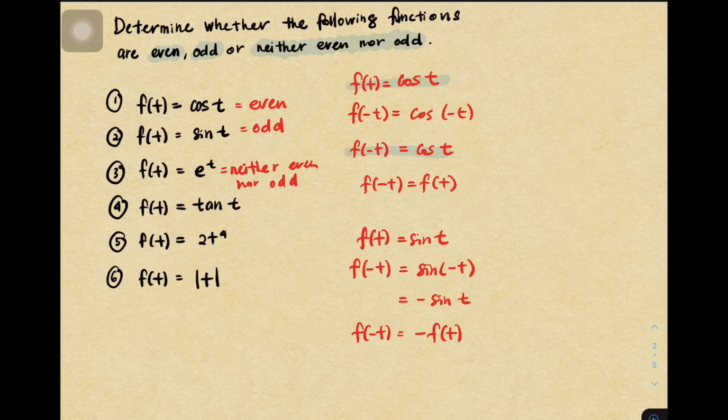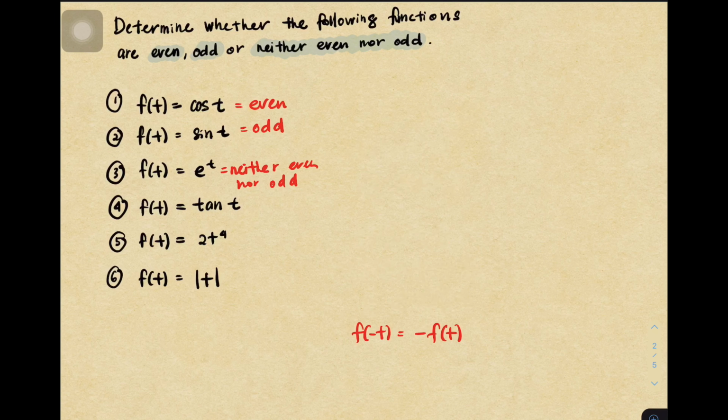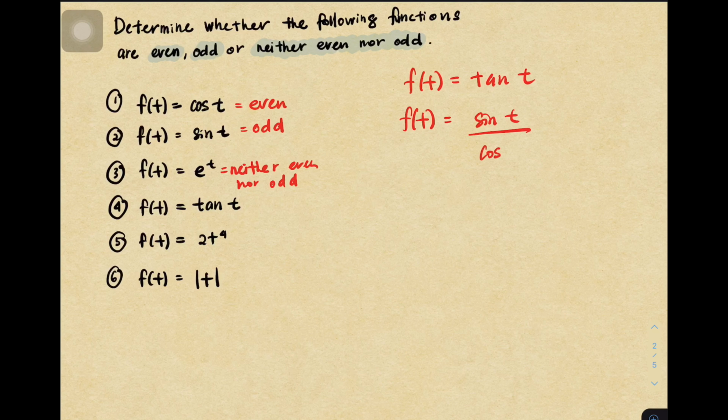If you remember, tan is equal to sine over cos. So let's write our function f(t) equal to sin t over cos t. Then we want to check whether this function is even, odd, or neither even nor odd. So let's substitute our t with negative t. So what you have here is f(-t) equal to sin(-t) over cos(-t).